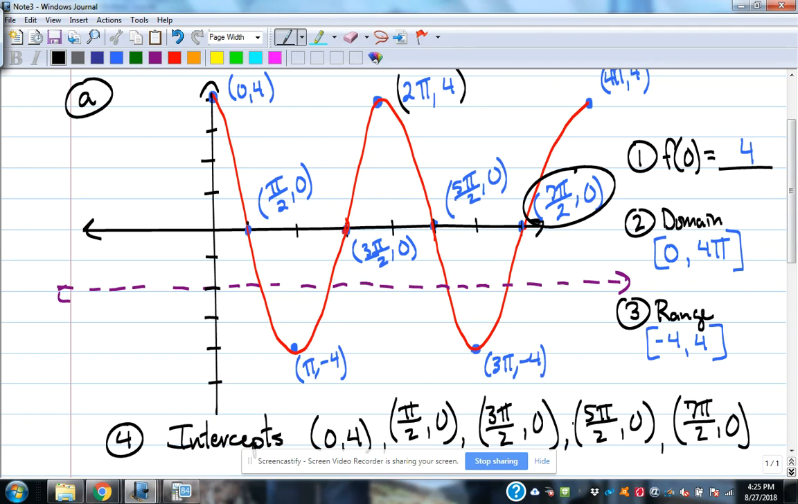So we have x-intercepts, 1, 2, 3, 4 of them. It's crossing the x-axis at 1, 2, 3, 4 spots. We have one y-intercept. It's not crossing the y-axis there, but it's touching it there. So that's an intercept. It intersects the y-axis at (0, 4). Doesn't carry on through it, but it does intersect it.